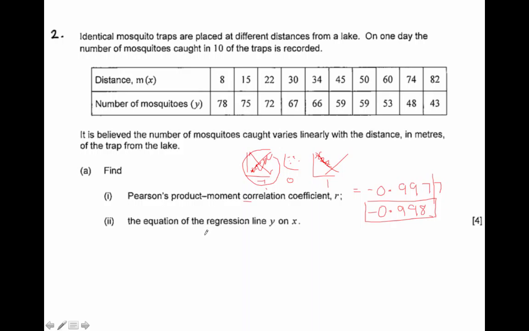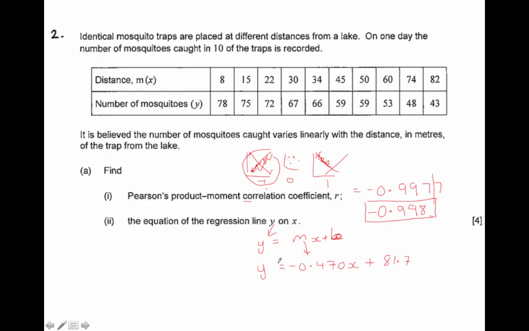And the equation of the regression line y on x, this just means give it in the form y equals something x, something, mx plus b. And from the calculator, we got y equals -0.47. I'm going to round these to 3 significant figures, 0.470 for m. The x is the variable, so it stays as x, plus, and then to 3 significant figures, it was 81.7.